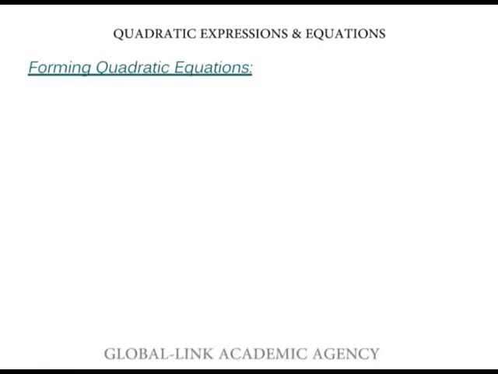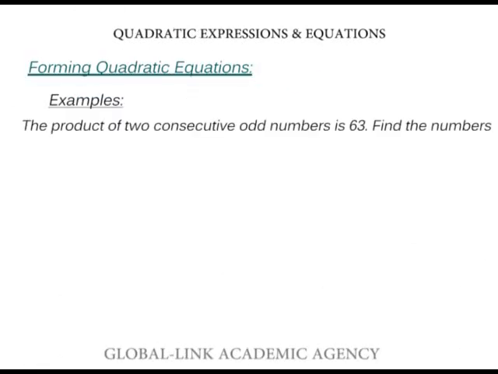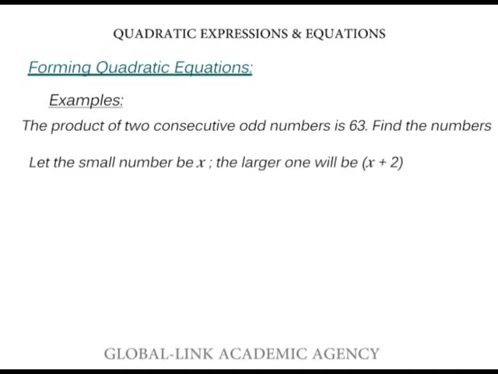Let's take a real problem. The product of two consecutive odd numbers is 63. Find the numbers. In our solution, let the smaller number be x. The larger number will be x plus 2 since two consecutive odd numbers differ by 2. Multiplying, x times x plus 2 is 63. Expanding, x squared plus 2x minus 63 is 0 when we write in standard form.